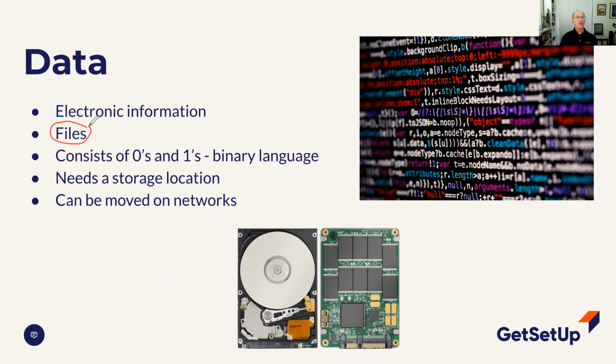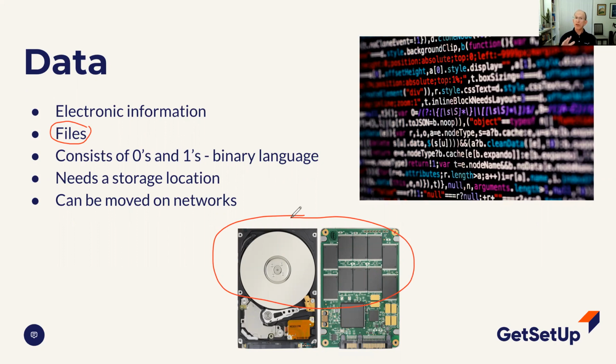So an email consists of a file. A photo consists of a file. A document you create consists of a file, and it has to be stored somewhere. Now, it's not physical, not a piece of paper, it's electronic. And so it gets stored on these storage devices called hard drives or solid state drives. They store the information.